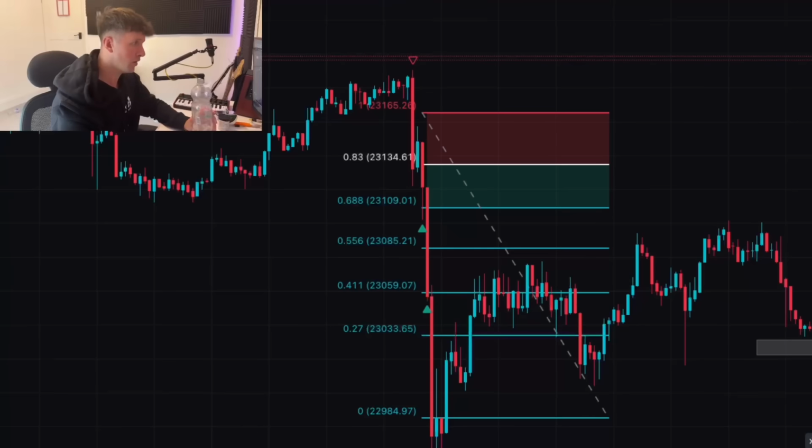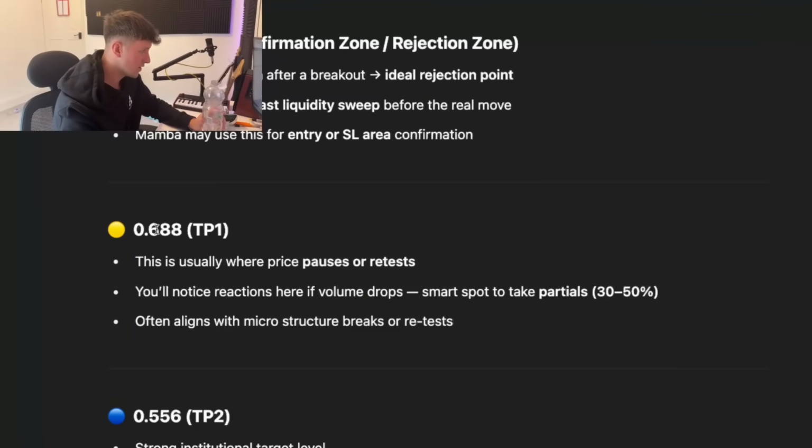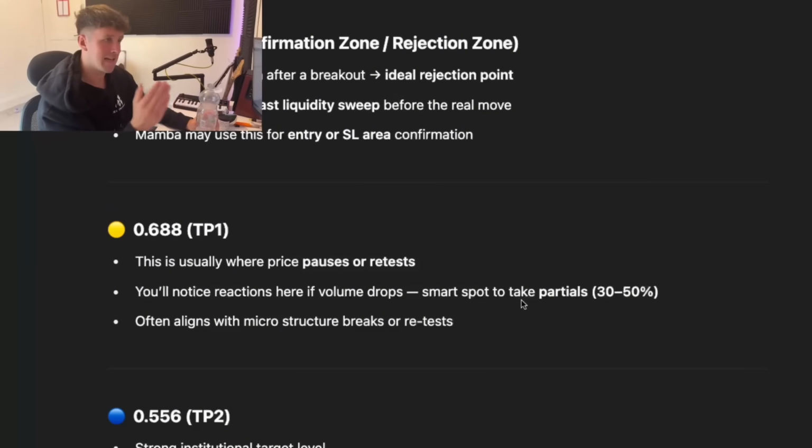Not even a full 1 to 1R. So now you're going to ask yourself, why is this the case? And this is what I was asking myself. Essentially, 0.688 is target 1. This is usually where price pauses or retests. You'll notice reactions here if volume drops. It's a smart spot to start taking partials between 30 and 50%.